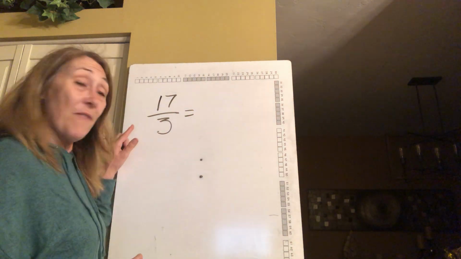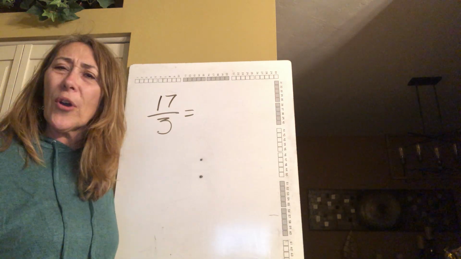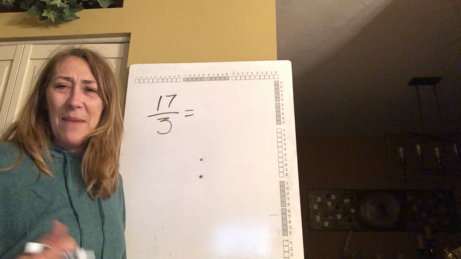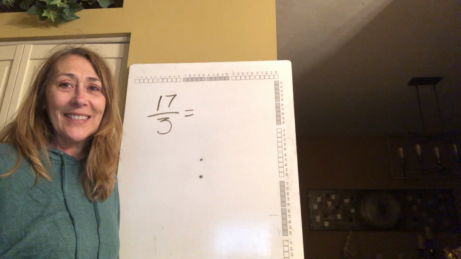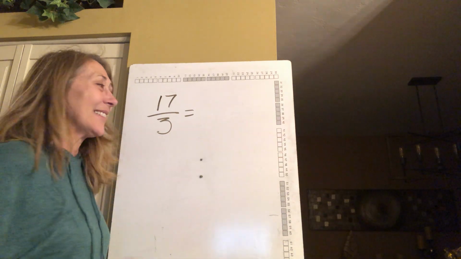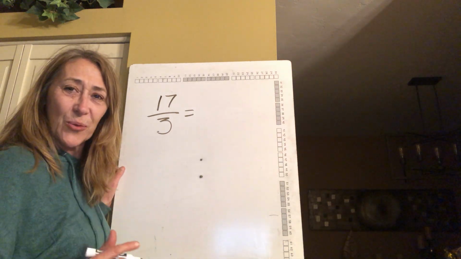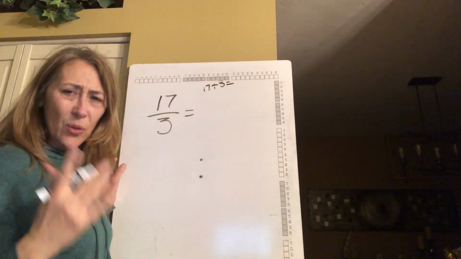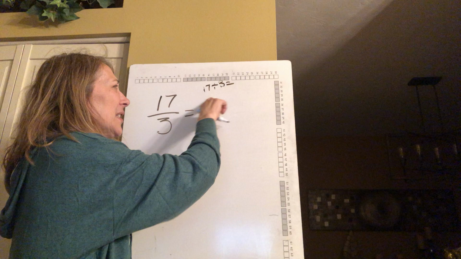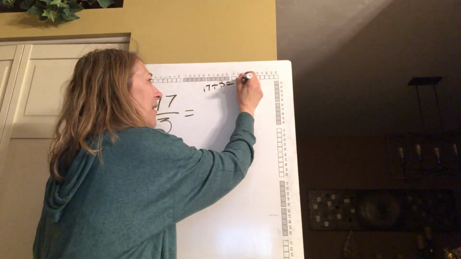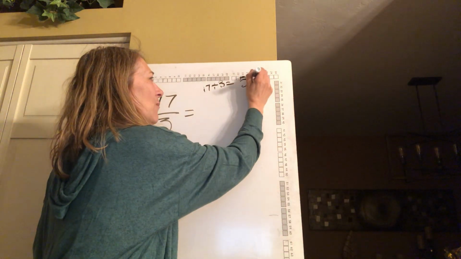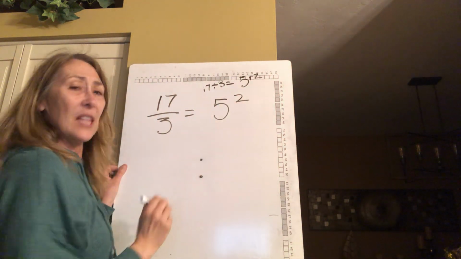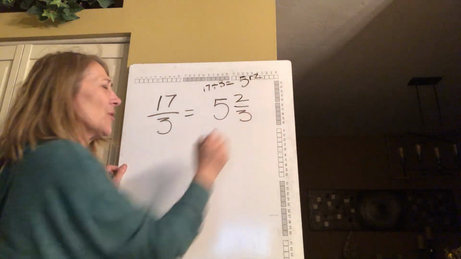17/3. Fraction greater than a whole. We're going to make that a mixed number. If you want to pause and try it by yourself, that might be something to do right now. And how did you solve it? 17 divided by 3 because it takes 3 pieces to make a whole. So 3 times what number gets me really close? 5, which is 15, remainder 2. 5 wholes, 2 pieces left, and they're thirds.